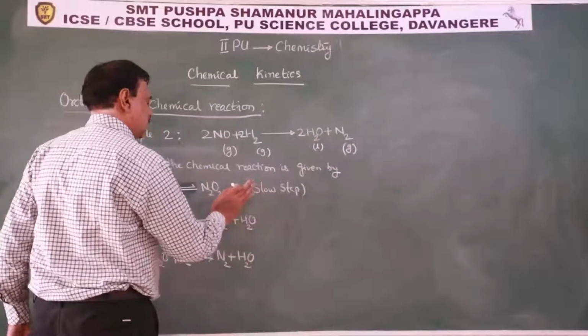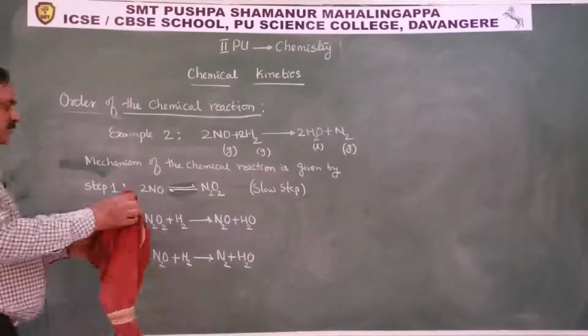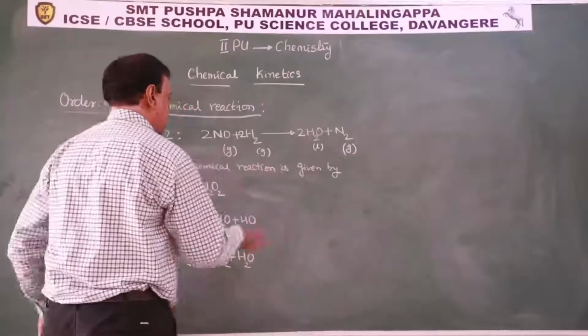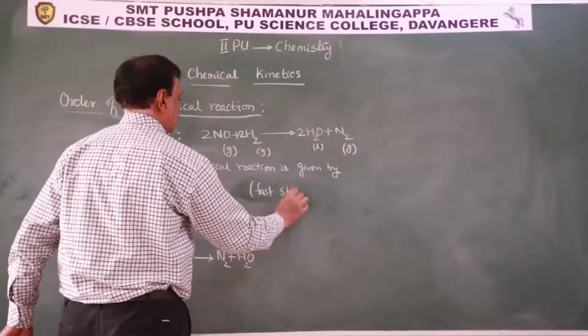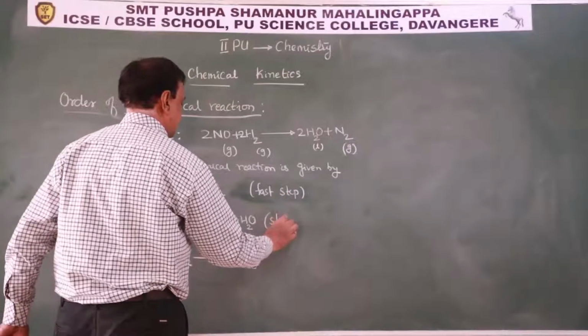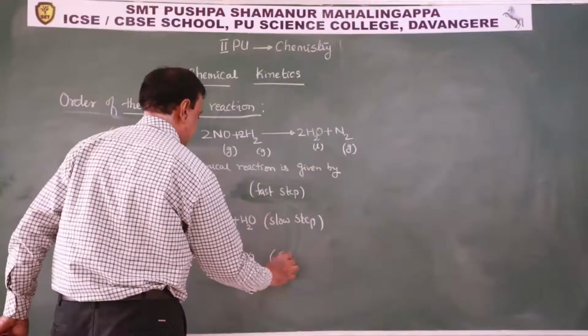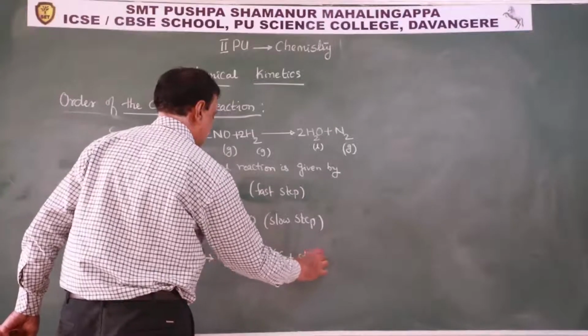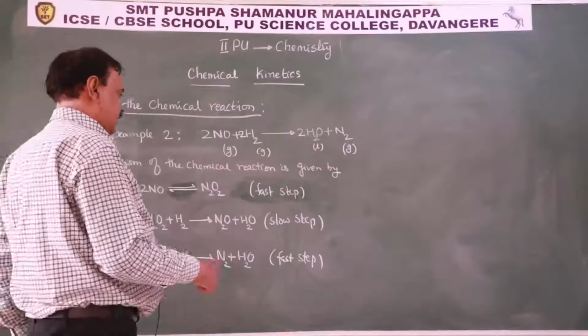The remaining two are the fast steps of the chemical reaction. Sorry, the first one is the fast step. The second one is the slow step, and the third one is the fast step of the chemical reaction. This is by means of an experimentally determined rate equation for the reaction.